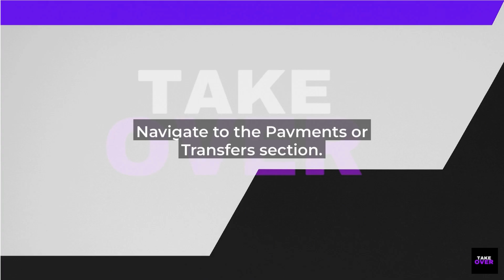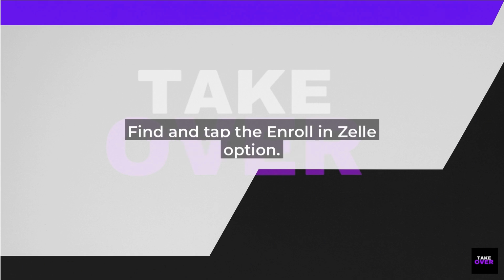Step 2. Once you're in, navigate to the Payments or Transfers section. It's usually at the bottom of the home screen. Step 3. Look for the Zelle option. It might say, Enroll in Zelle, or something similar. Tap on it to begin setup.